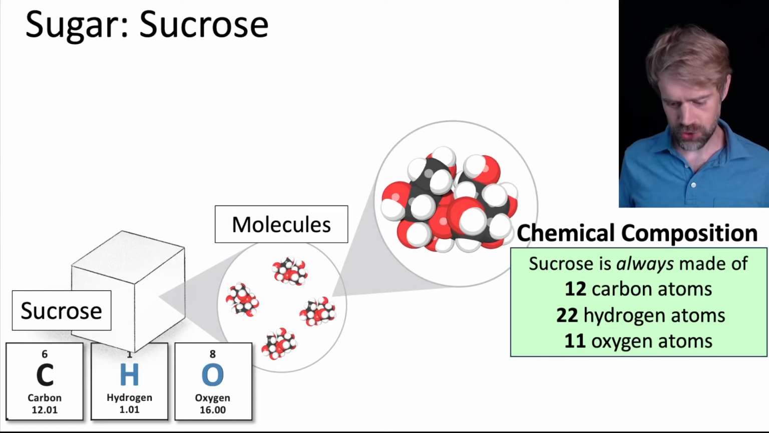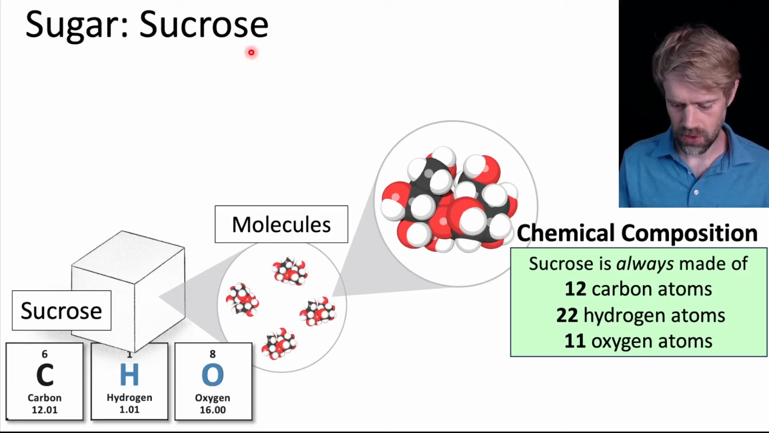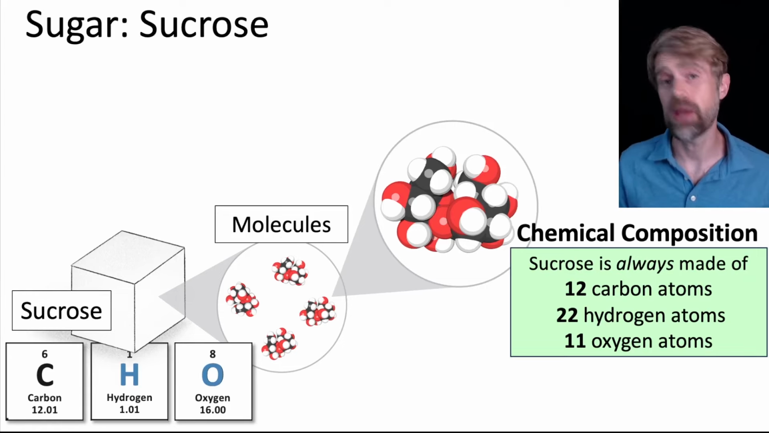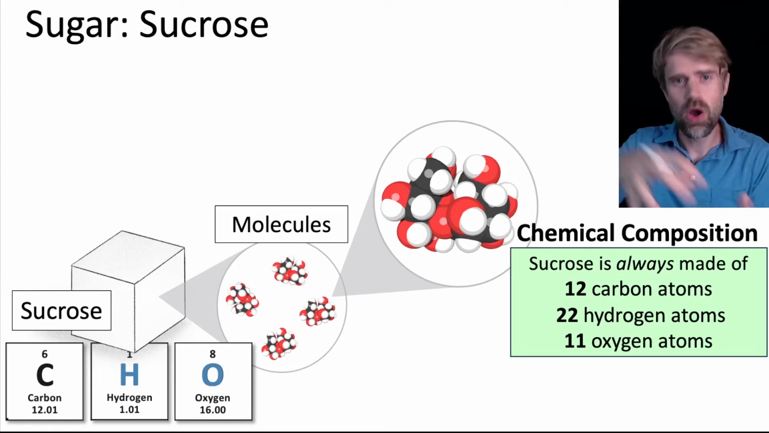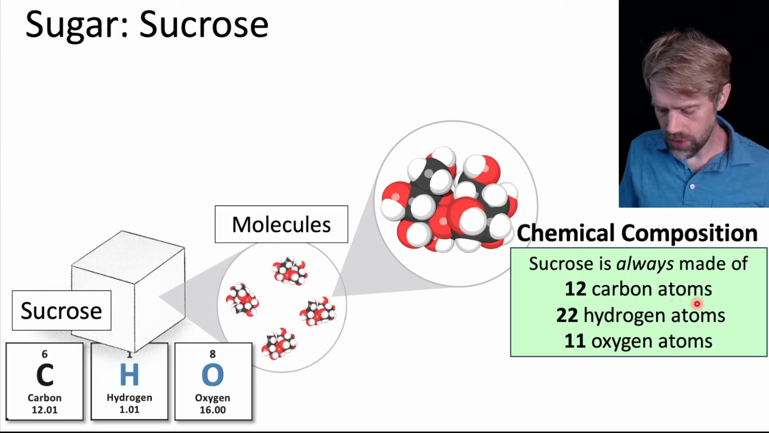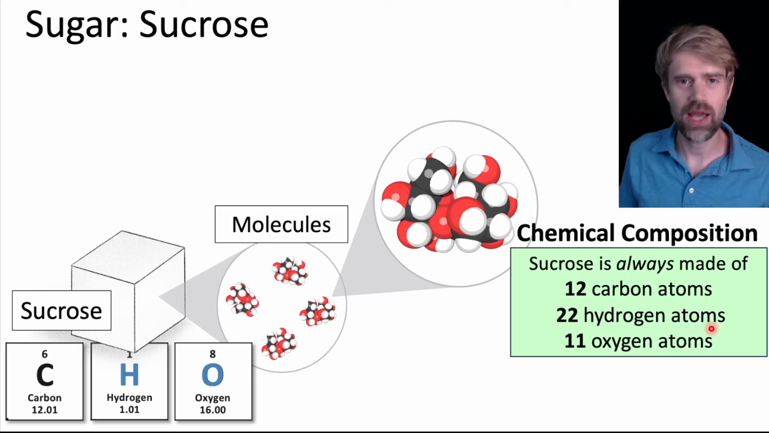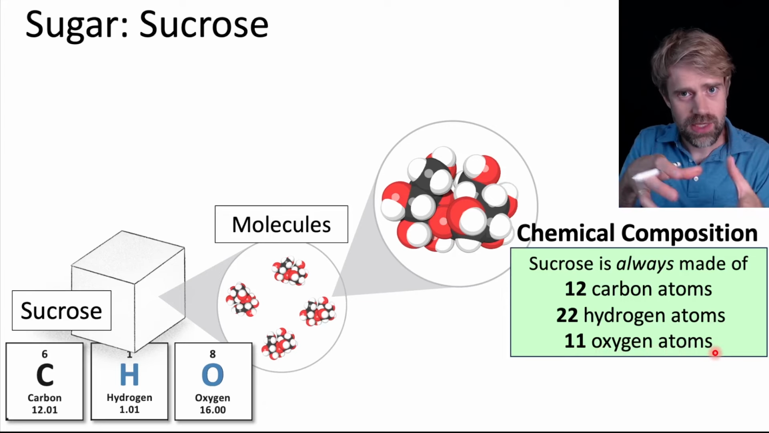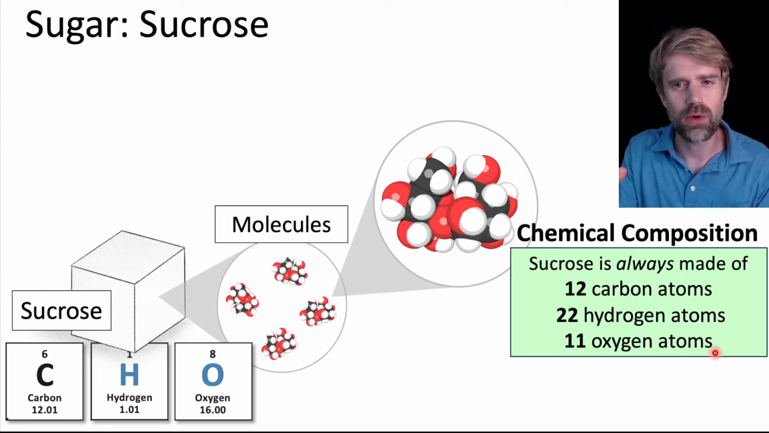Here's our last compound, table sugar. Okay, table sugar is actually a compound called sucrose. And sucrose molecules, as you can see, are really big. They're made of a whole bunch of atoms all crammed together. Each molecule of sugar has 12 carbon atoms, 22 hydrogen atoms, and 11 oxygen atoms. They're all connected together as a group in a giant molecule.